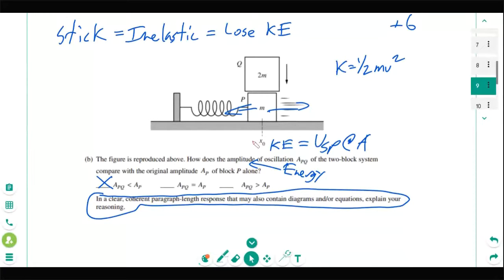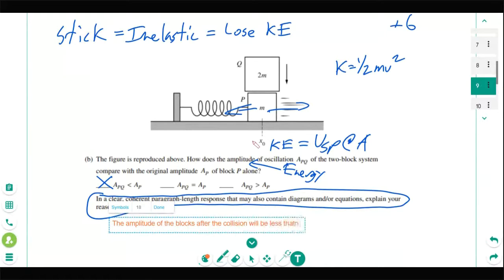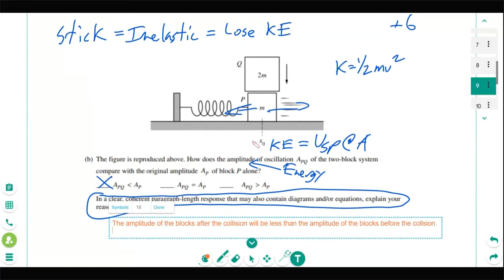Because paragraph length responses are fun. Okay, so starting off, there's my claim. I am saying that the amplitude will be less afterwards.